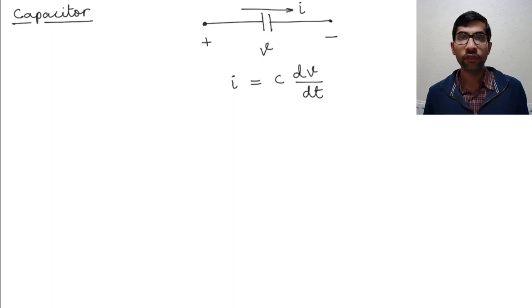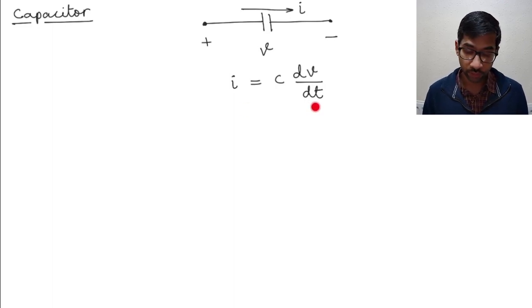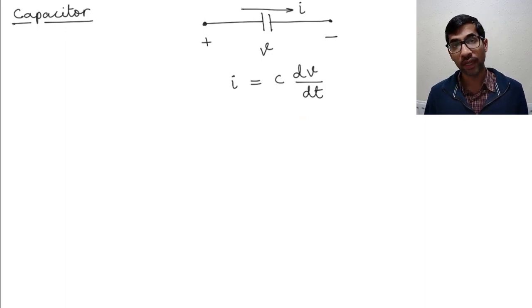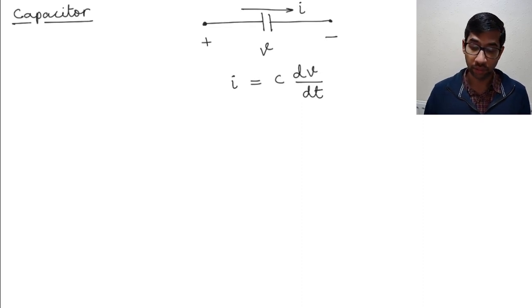Hi, in the previous video, we looked at the relationship between the voltage and the current of a capacitor, and we found the relations, and I have put the relations here on the slide. What I want to do in this video is look at the output of a capacitor for a very specific kind of signal, okay?